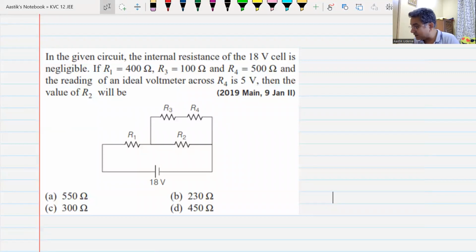In the given circuit, the internal resistance of the 18-volt cell is negligible, so it is an ideal battery. Thank God. Then the reading of an ideal voltmeter across R4 is given. Now, we don't know what a voltmeter is, but basically the voltage across your R4 is 5 volt. Basically, this is what you start with. Then what is the value of R2? What type of question is this?